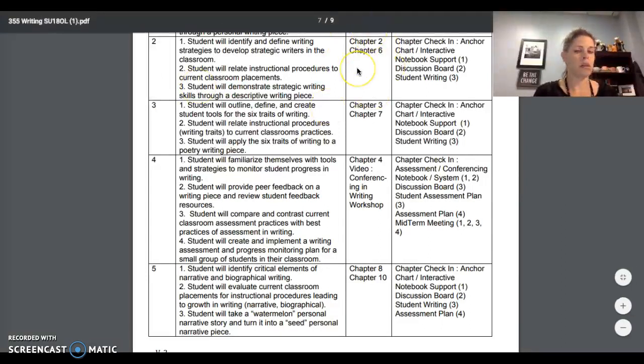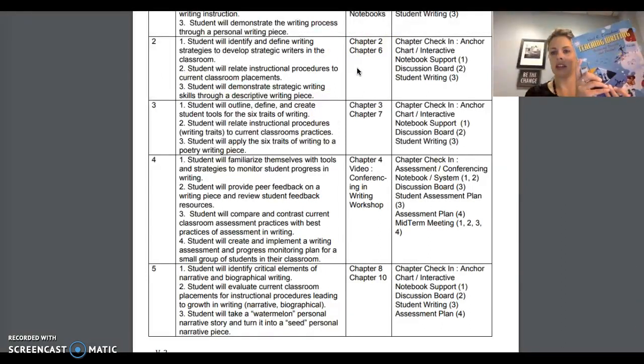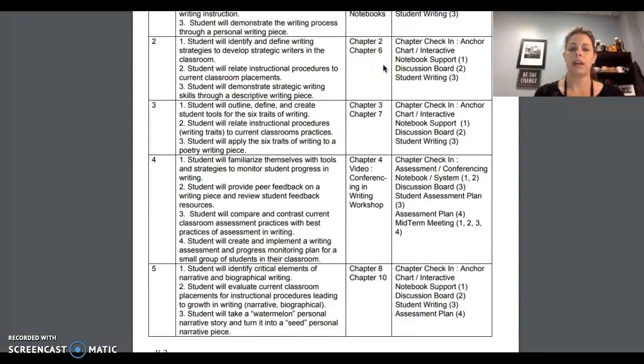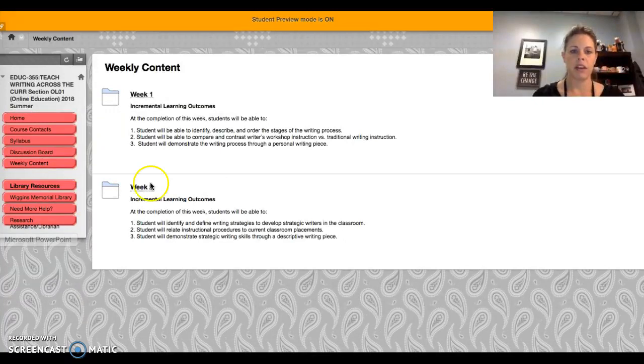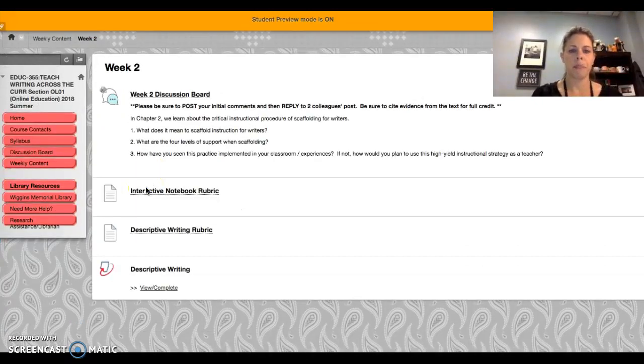In your textbook, you will be working through chapters 2 and 6. Again, this is the textbook that you'll be referring to and using. And you will be applying those learning outcomes through your interactive notebook, discussion boards, and your writing piece. If we go back into our weekly content in our Blackboard course and go into week 2, you have a link to your discussion board post, also the rubric to the interactive notebook, which you've already built and established and shared with me, and then your descriptive writing rubric and Turnitin link so that you're able to turn it in to me.